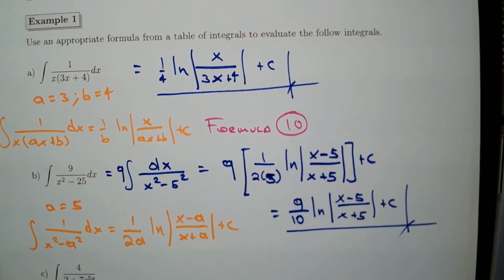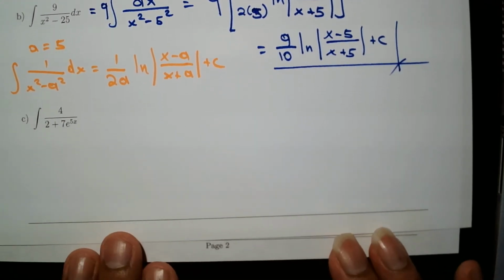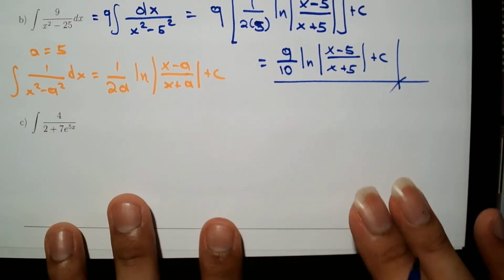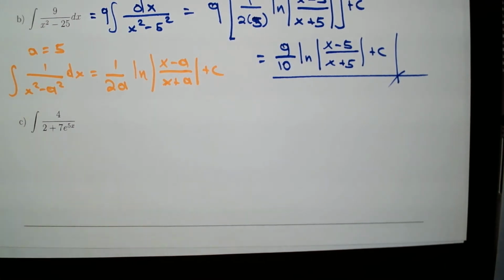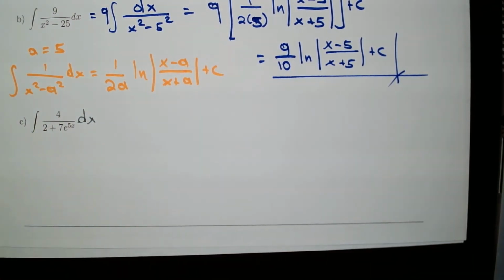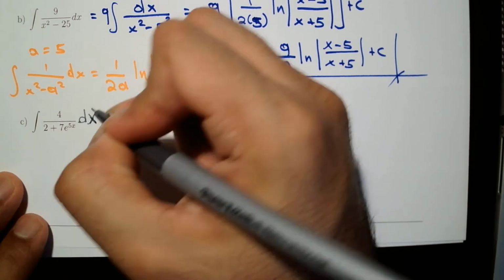Alright. Let's look at another example. Letter C. If you attempt to do some kind of substitution, that's essentially not going to work. By the way, over here I'm missing a dx. Let me write it down by hand. Alright.